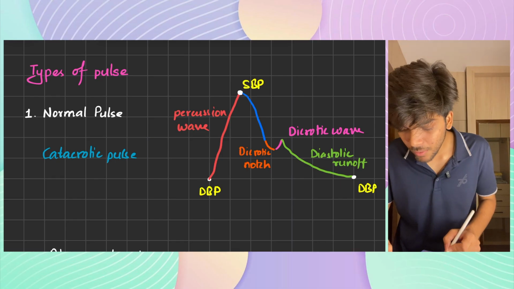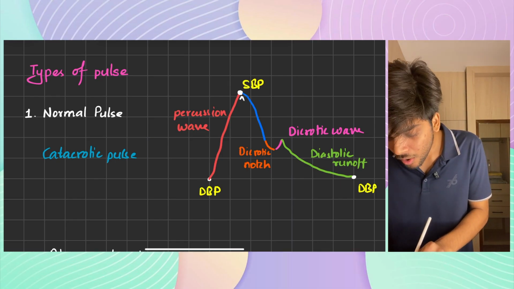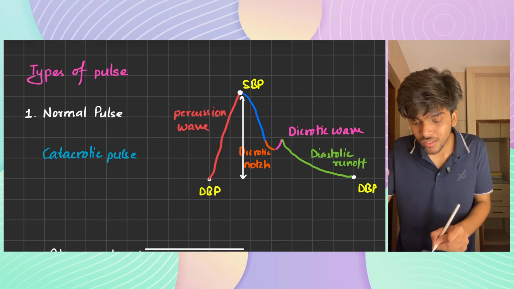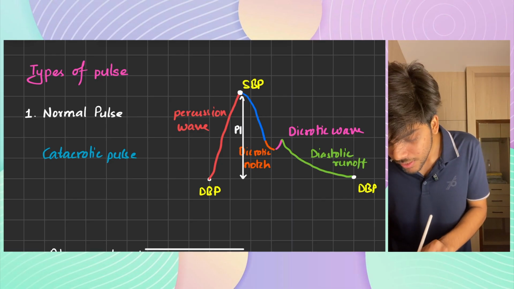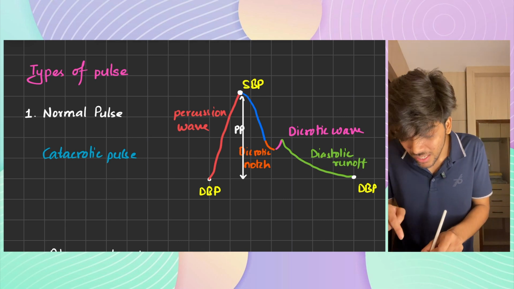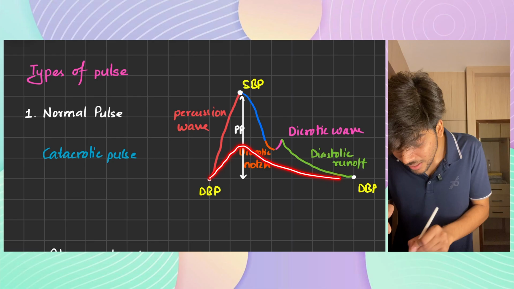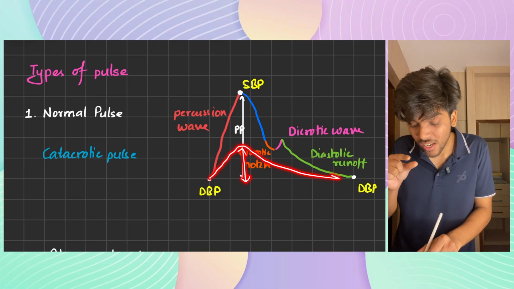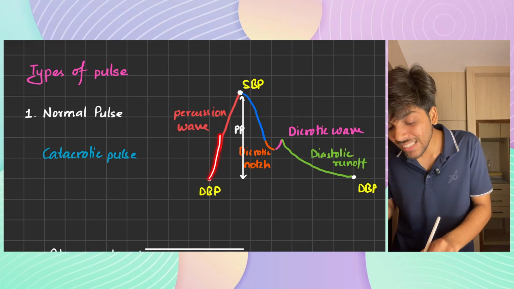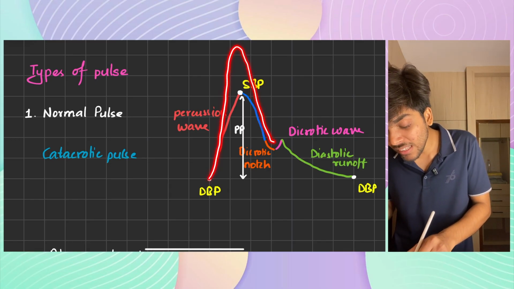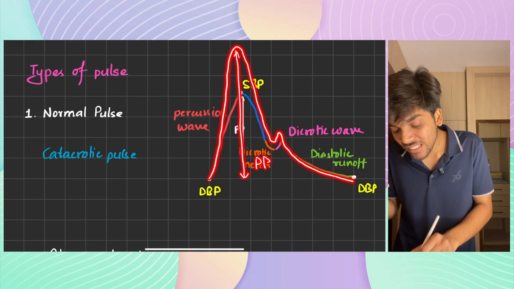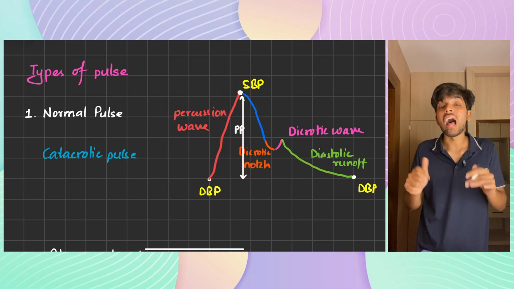The difference between the peak of the wave and the bottom of the wave, or the difference between systolic blood pressure and diastolic blood pressure, will give you the pulse pressure. When this pulse pressure is less than 30 mm of Hg, that is, if the wave was like this, the difference would have been less than 30 mm of Hg, then that would have been a low volume pulse. If the difference was greater than 60 mm of Hg, that is, the wave would have been like this, a high peaking wave, with pulse pressure larger than 60 mm of Hg, then this would have been a high volume pulse.